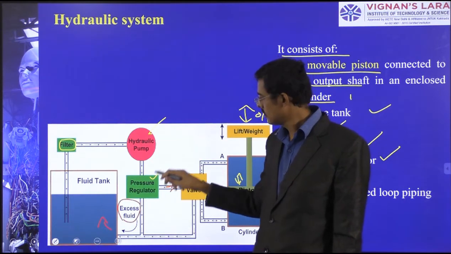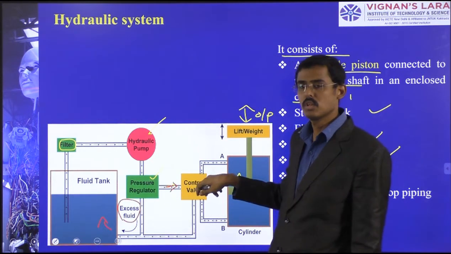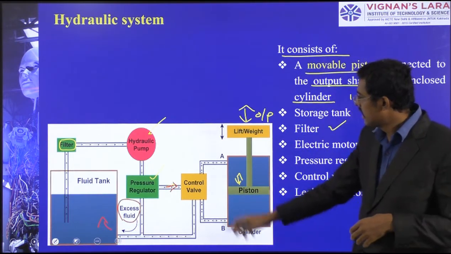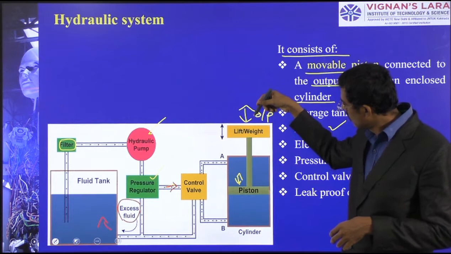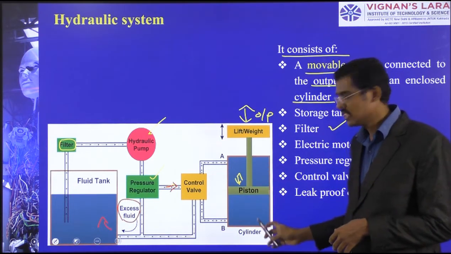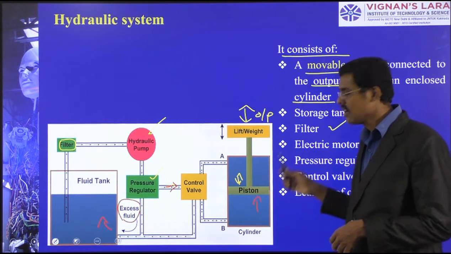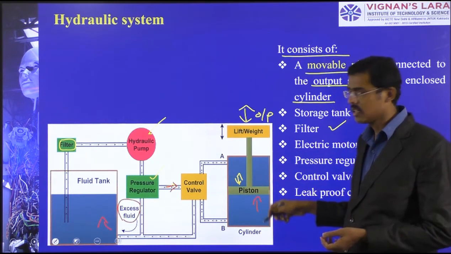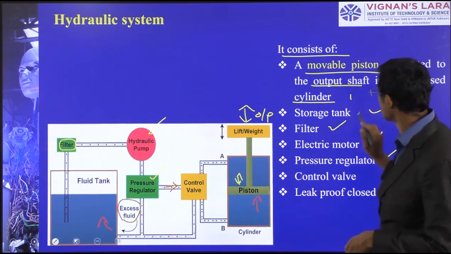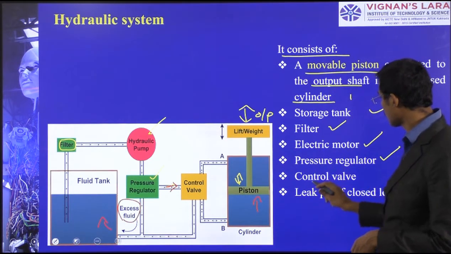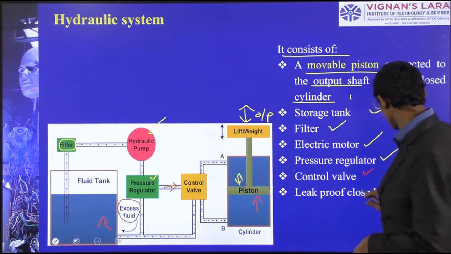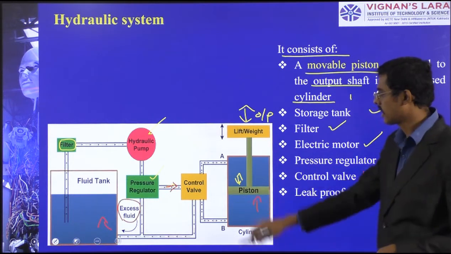As per the pump rotation and the regulator, the fluid comes out, and here we have the control valve. In which direction? Whether in the A direction, for the lift to go down, or in the B direction, for the lift to go upwards. Accordingly, the control valve will work. So what are the parts we have? The storage tank, filters, electric motors, pressure regulators, and the control valve. And the leak-proof closed loop pipings are done there.